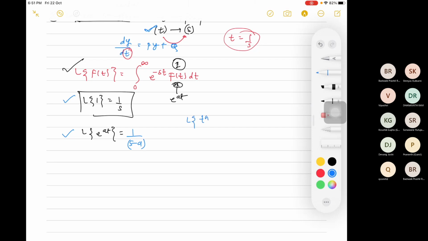So what is the Laplace transform of t to the power n? It is n factorial divided by s to the power n plus 1, right? This is when your n is a whole number, and it is gamma n plus 1 divided by s to the power n plus 1 if n is a fraction. Okay, so revise all this, right? This formula is important.